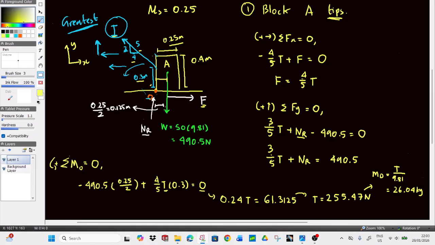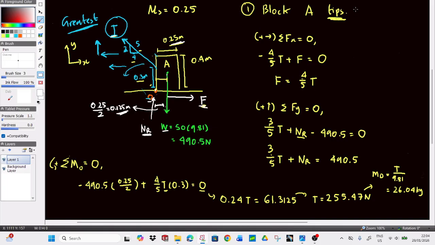So just remember, whenever an object tips, we must assume that this NR, the normal reaction force, is already at the verge or at the edge of the body itself. We always have to assume that. So when you take the moment, we already assumed the distance from NR to the weight of the body is 0.125 meters, which is basically half of this dimension. So the moment at point O will be 0 for NR, just like for F, because F lies on point O, so there's no moment caused by the frictional force. Therefore, the only forces responsible for creating the moment are the weight and the tension itself.